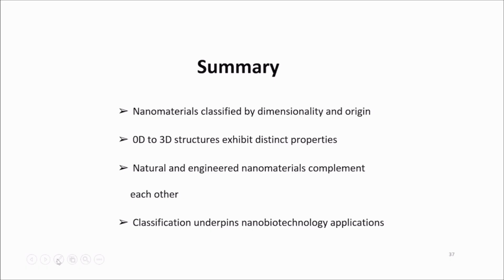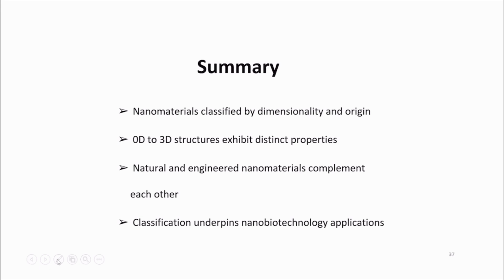And beyond design, classification is equally important for safety assessment and regulatory control. Different classes of nanomaterials interact differently with biological systems and the environment. So, categorizing them helps in evaluating toxicity, biocompatibility, environmental impact, and long term stability. It also aids policymakers and regulatory bodies in establishing standardized guidelines. So, classification is very important for the safety assessment and regulatory control. I'll tell this in detail in my last lecture.